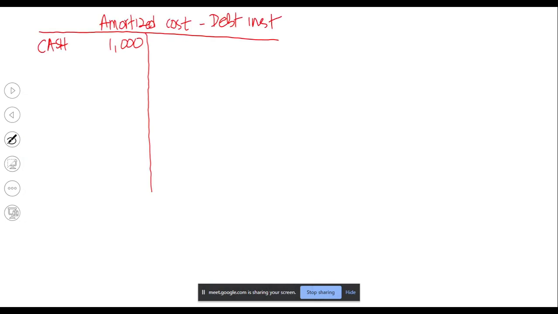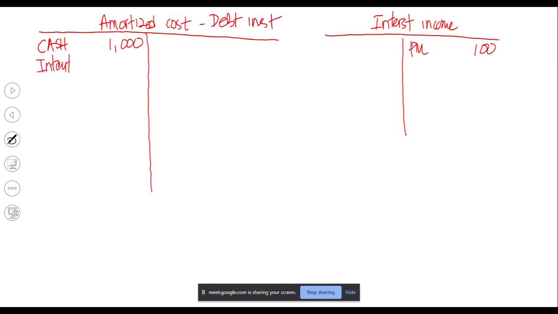Now, how do we recognize that interest income? We credit interest income. Remember, we are not crediting the interest income received, that is not the 59. We recognize this interest income using this effective interest rate. Interest income, we credit 100 and we debit it here in year 1. Then how much interest did we receive during the period? 59. You receive, that means you debit your cash book and credit here 59.